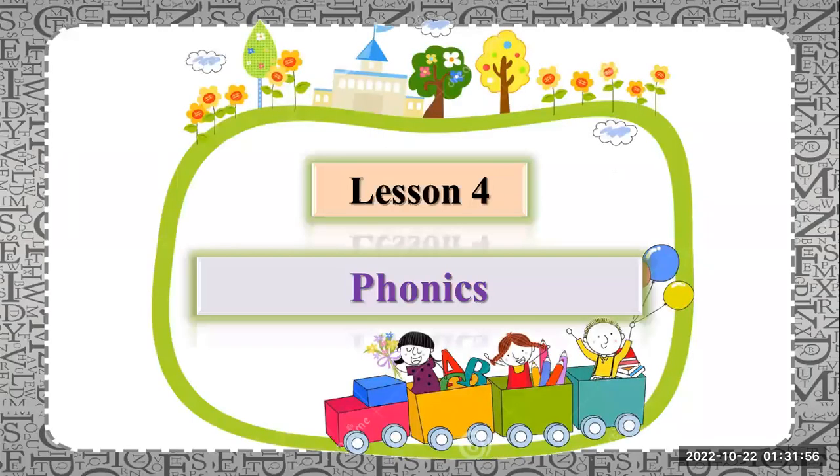Our lesson today is Unit 3, Things we do, Lesson 4, Phonics. Always, the last lesson in the unit is about phonics. Our lesson today is important. We can distinguish between two sounds. So be attentive.